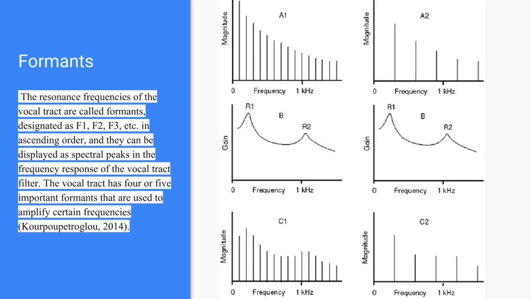If you look to the graphs to the right in the center, there are a few peaks as you notice the frequency and gain. These demonstrate the F1 and F2 frequencies. The vocal tract has 4 or 5 important formants that are used to amplify certain frequencies. What we need to remember about formants, primarily in vowel production, are F1 and F2. F1 relates to the volume of the pharyngeal cavity and how tightly the vocal tract is constricted, while F2 is related to the length of the oral cavity.